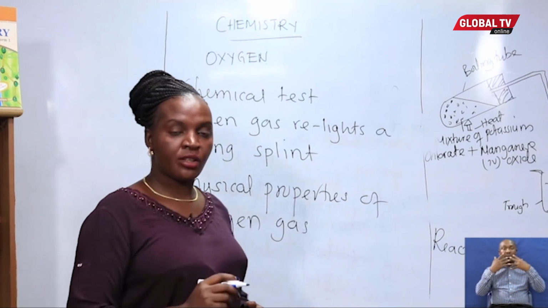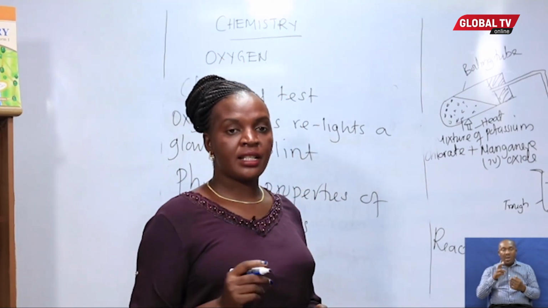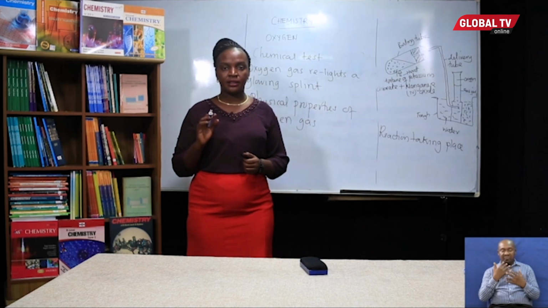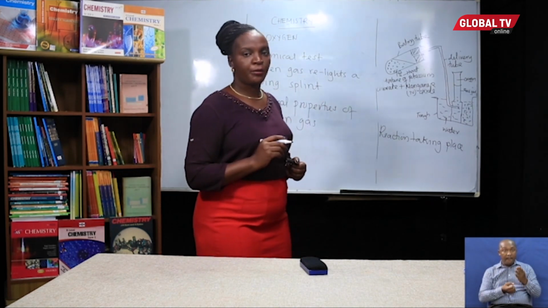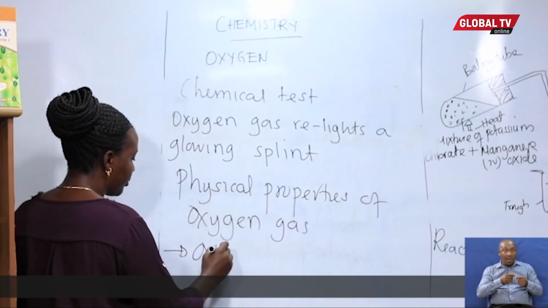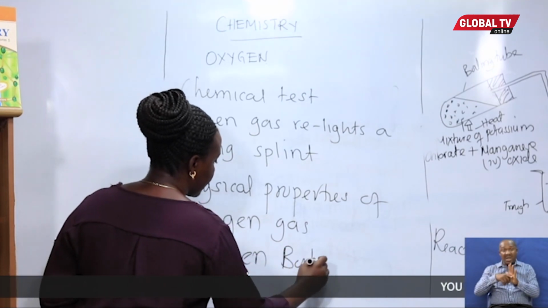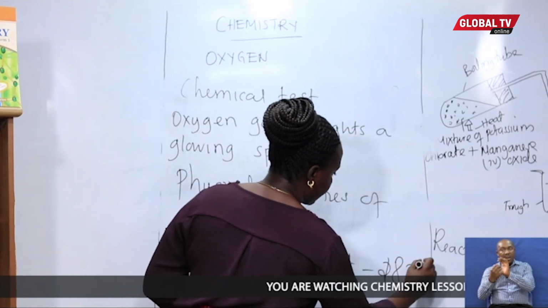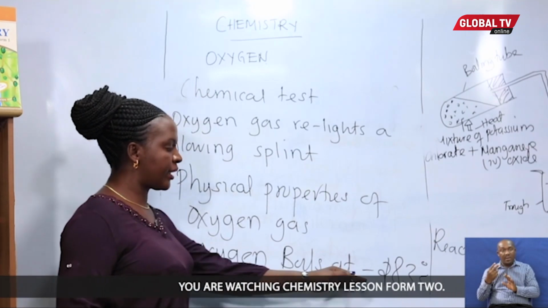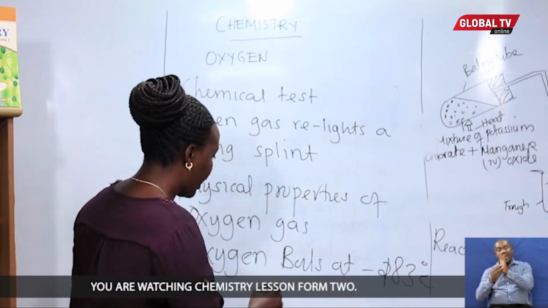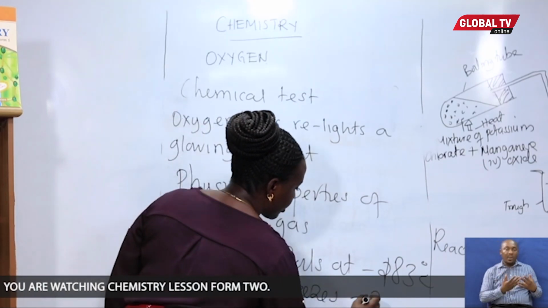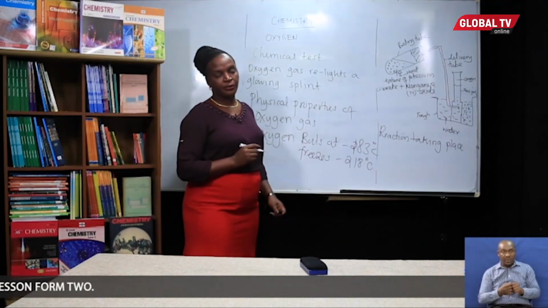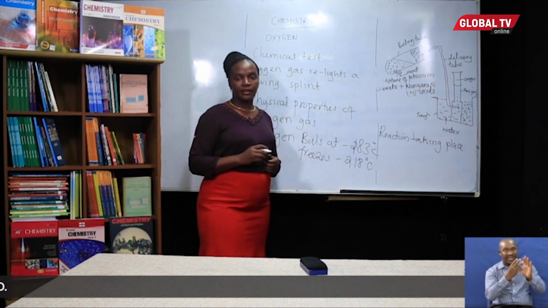Number one, oxygen is odorless, colorless, and tasteless, meaning oxygen has no color, no smell, and no taste. Number two is the boiling point of oxygen. Oxygen boils at negative 183 degrees centigrade, and it freezes at negative 218 degrees centigrade. So the boiling point is negative 183. The freezing point of oxygen is negative 218 degrees centigrade.